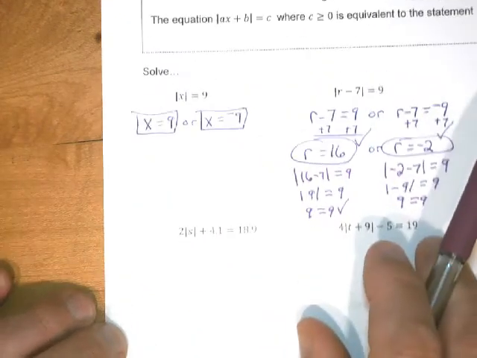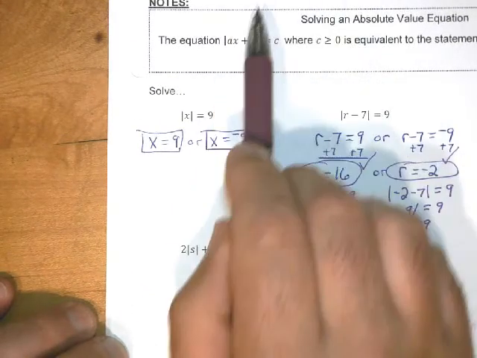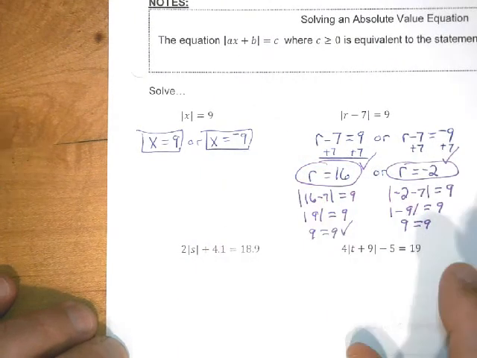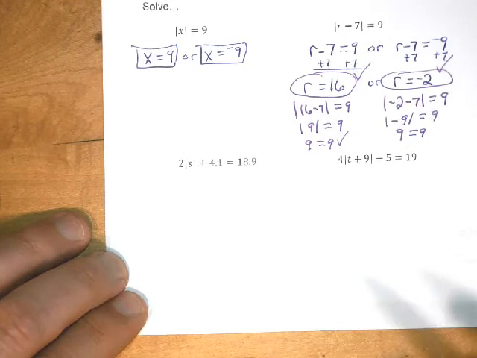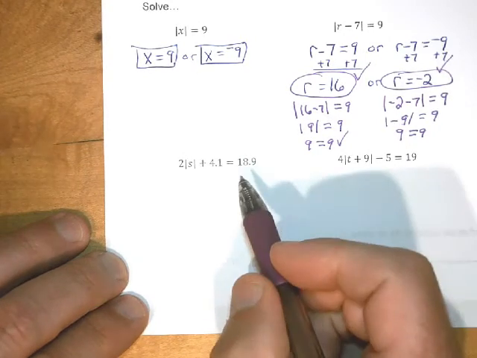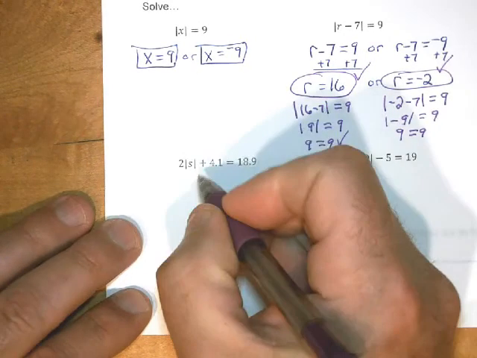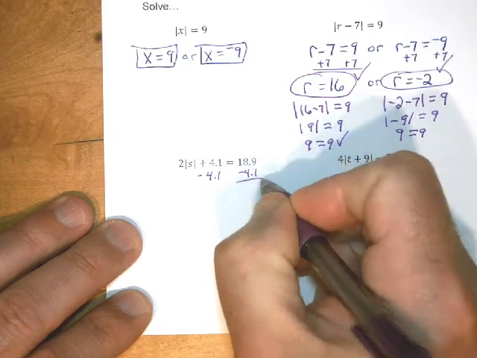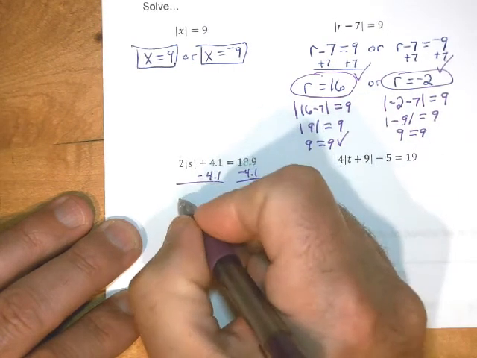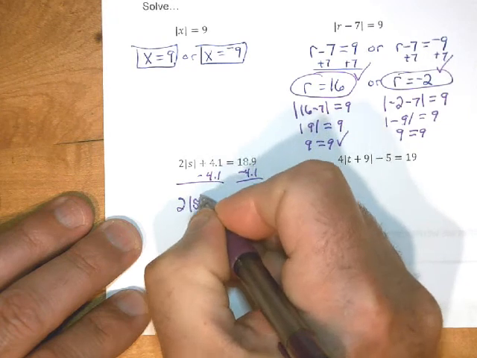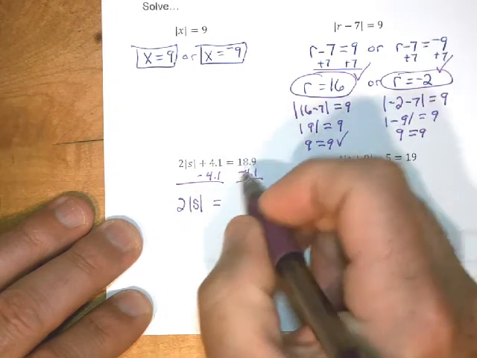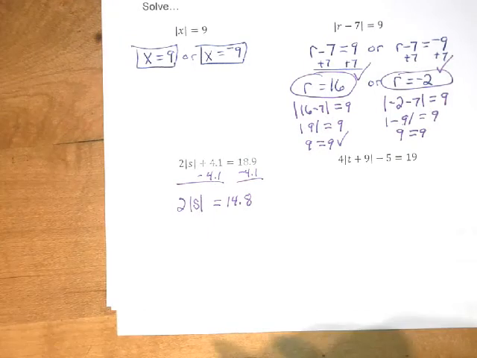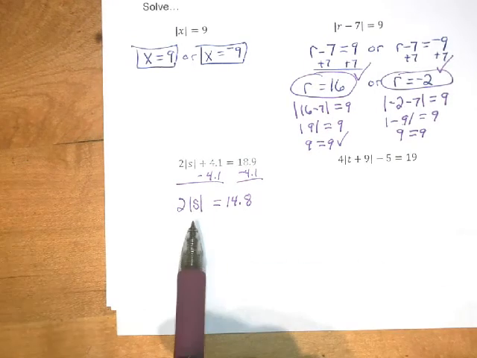So again, like I mentioned before, we have to get it to our form where the absolute value is all that is left on the left side. So we need to subtract the 4.1 first. So subtract 4.1, subtract 4.1. We're left with 2 times the absolute value of s comes out to 14.8.